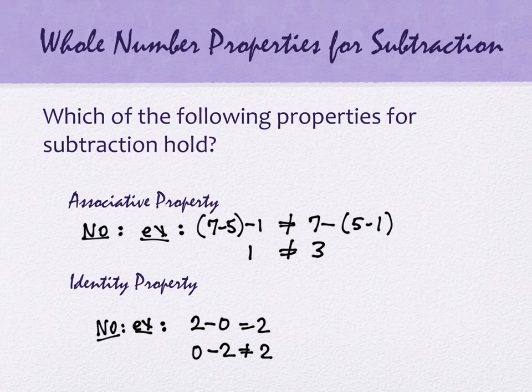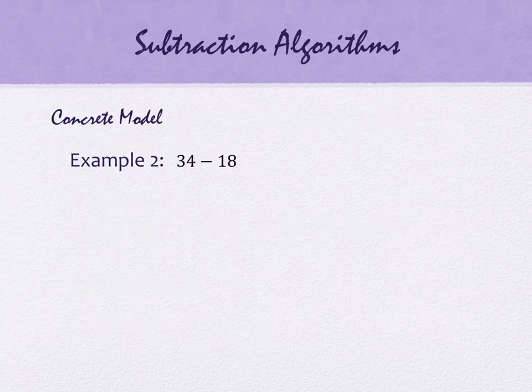Okay, so just like with addition, what we're going to do next is look at some algorithms. Remember, algorithm just means a way of doing something. So we're going to take a look at some subtraction algorithms. Some of them have the same name as the ones we saw in the addition section, and they're going to work the same way. So like this one is a concrete model. Concrete model is the idea of actually having those base 10 blocks out and actually using them. That's what the concrete model is.